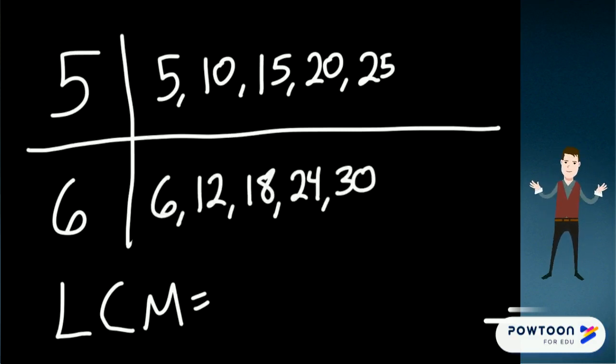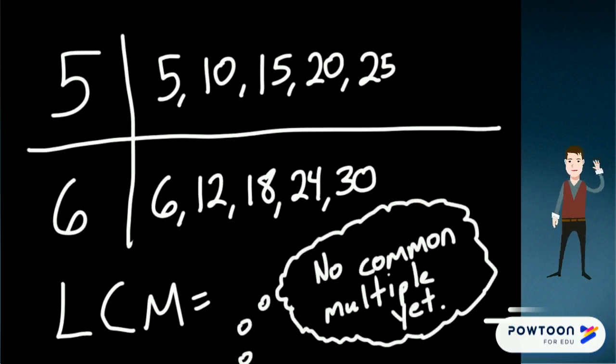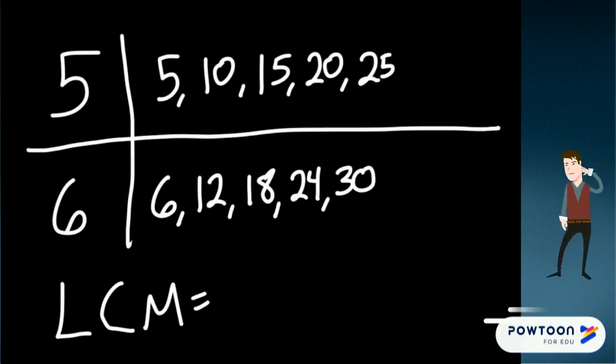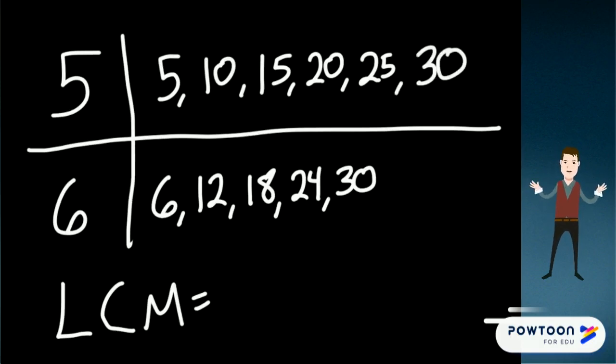Once we write down the multiples of a number, we circle the first multiple both have in common. These numbers don't have a common multiple yet. This means that we will write more multiples for each until we find one that is common. Let's look at our multiples of 5. After 25, we would get 30.